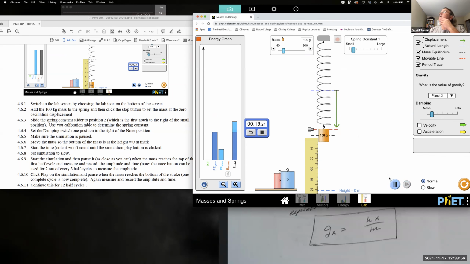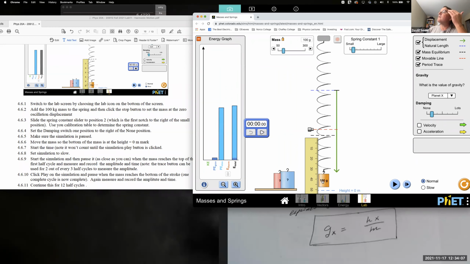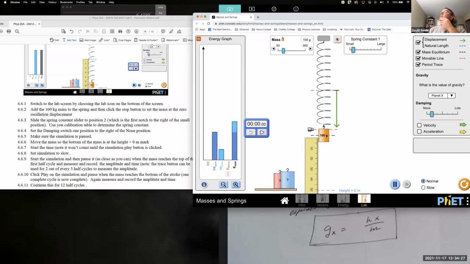Pause this. Pause everything. Okay, now we have it paused. We're going to reset it. And we're going to move it here. The height equals 0 mark. Okay. So we have an equilibrium position. Let me reset everything here. I'm going to reset everything. Here's our equilibrium position.